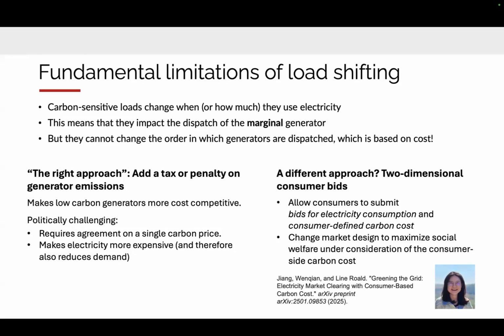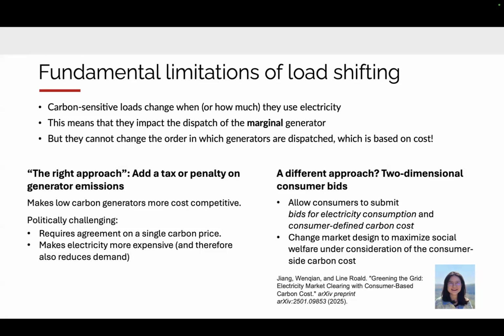And so there are ways in which you can try and fix this. The right approach, you could say, is maybe to add a tax or a penalty on generator emissions. And that has the effect of making low carbon generators more cost competitive and potentially bringing them further down in the merit order. It can be politically challenging because it requires agreement on a carbon price, or it can also make electricity more expensive and thereby also reduce the demand. And I know there's been analysis of the European markets when this has been implemented, which has shown that the reduction in demand actually probably had a larger impact on carbon emissions than this changing of the merit order of the generators.